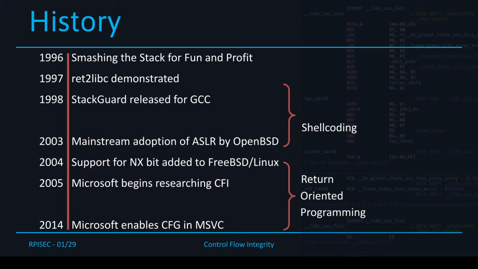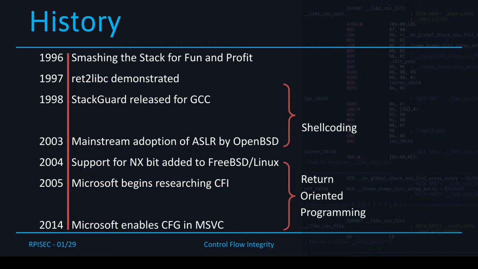But we see this trend continue as more and more techniques are developed, more techniques both for exploiting systems and also for mitigating those exploits. And we have this cat and mouse game.